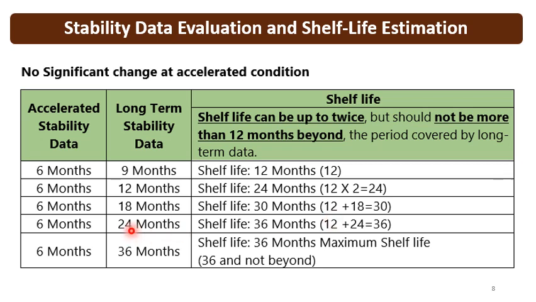If you have 24 months data, then you can get 36-month shelf life. And if you have 36-month data, then you cannot go beyond that. 36 months will be the maximum shelf life. This is as per the option 1, where accelerated stability data is okay, there is no significant change.